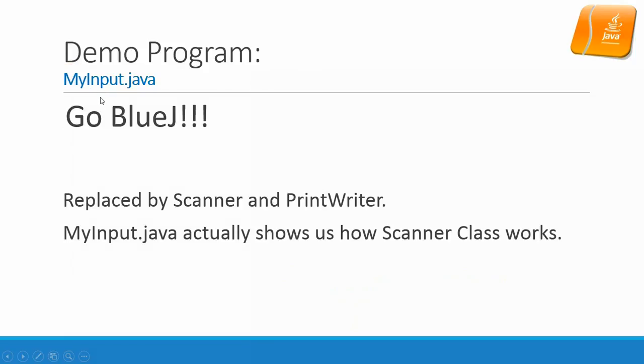Now, let's look at the demo program for the console input-output. I have a program called MyInput.java, and this console input-output has been replaced by Scanner and PrintWriter. But it is very important to study this because if the device is not the keyboard, but something else like a special device like speech recognition, we can still use this console input mechanism to read a string of text. And MyInput.java actually shows how the Scanner class works. Let's look at the program.